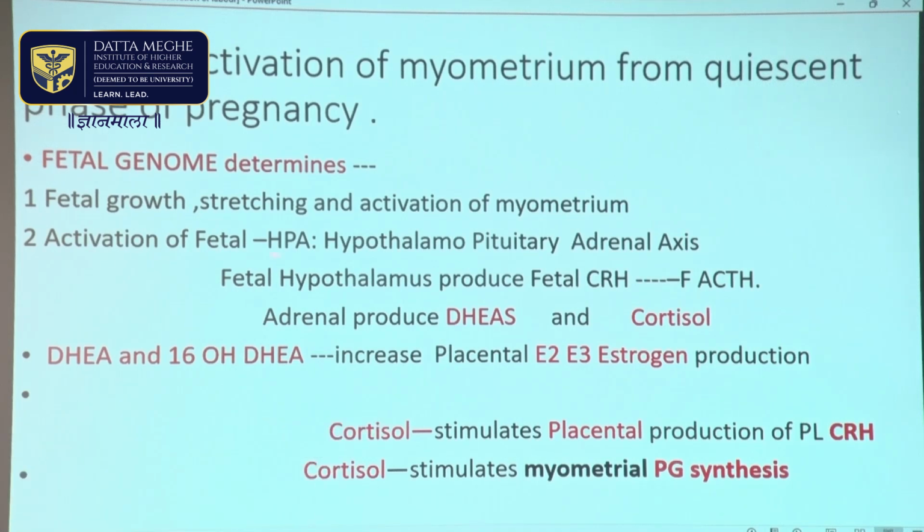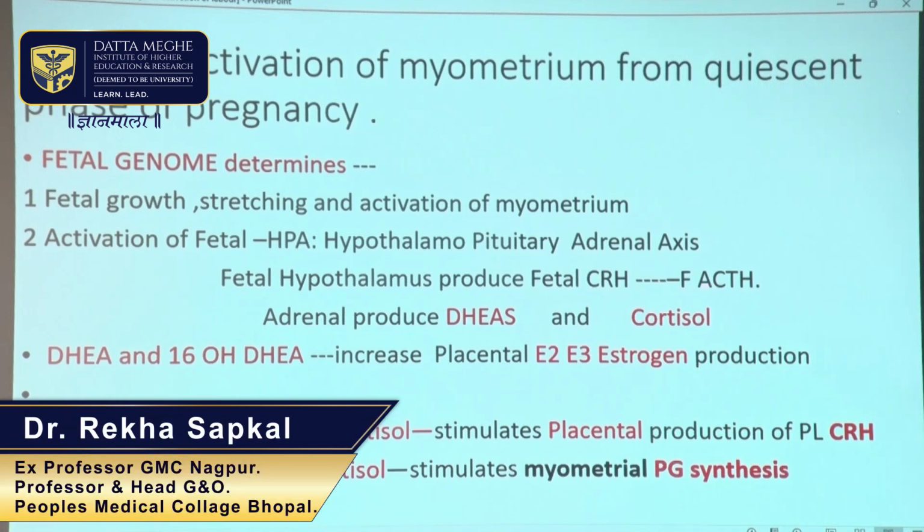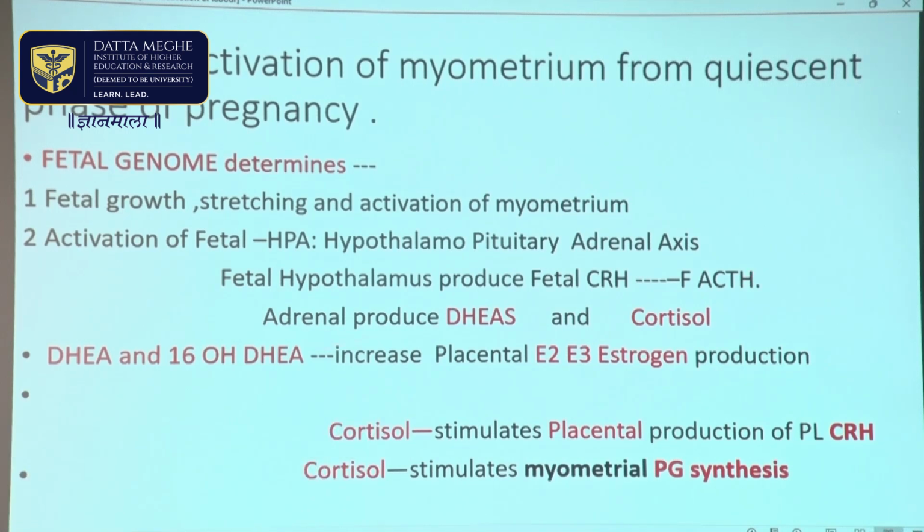Activation of fetal HPA axis, means fetal hypothalamus, pituitary and adrenal axis, is initiated in this activation phase. Here fetal hypothalamus will produce fetal CRH, corticotropin releasing hormone, which acts on the pituitary, and adrenals produce DHEA and cortisol. So, this adrenocorticotropic hormone is released from the pituitary. Okay.